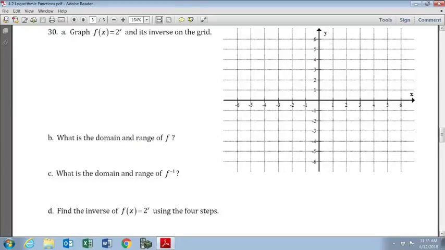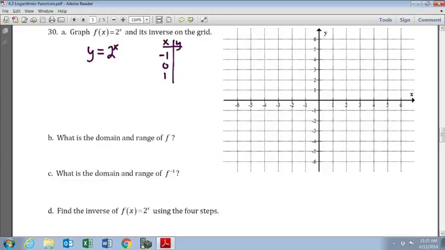Alright, so this is part 2 to an introduction to logarithms, and in this part we're going to be focused mostly on graphing. So if you look at number 30, it says graph f of x equals 2 to the x power and its inverse on the grid. So the way that we graphed exponential functions is we made a little table. Now first I'm going to write f of x as y, so y equals 2 to the x.